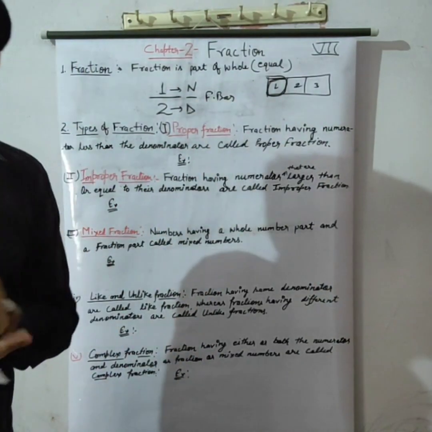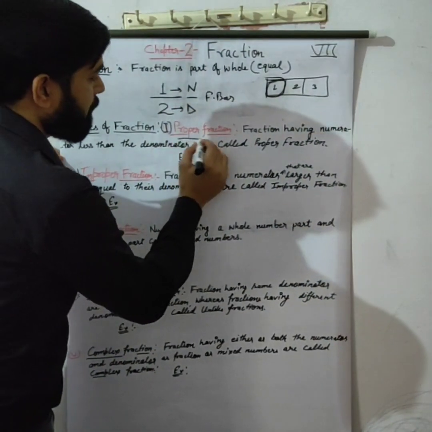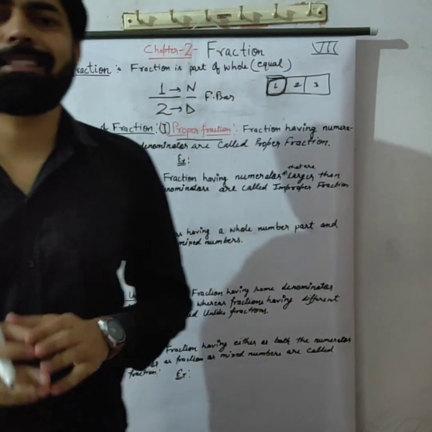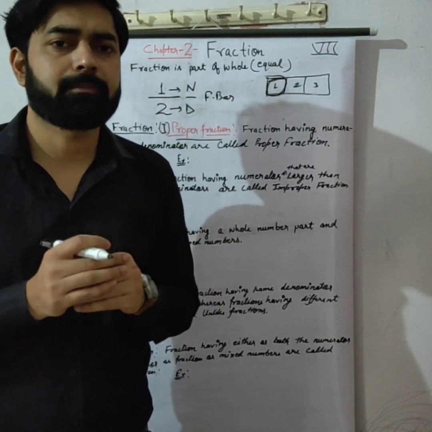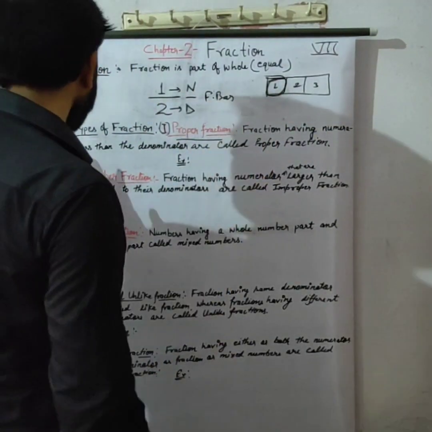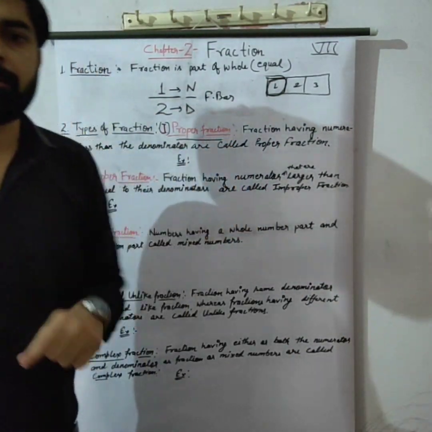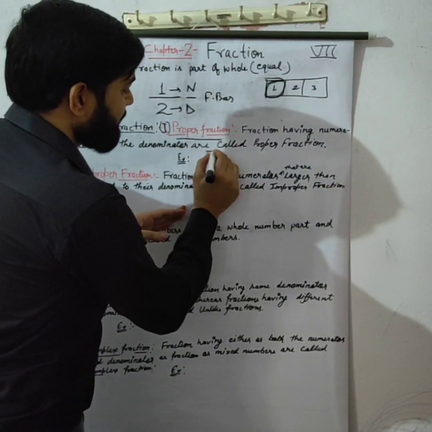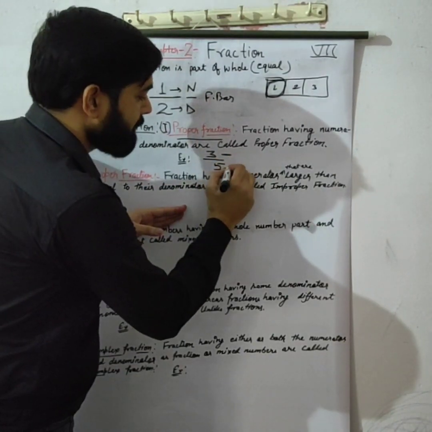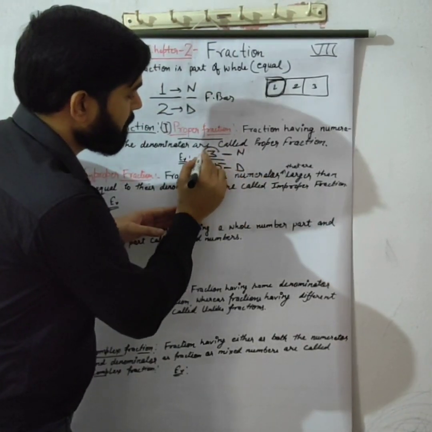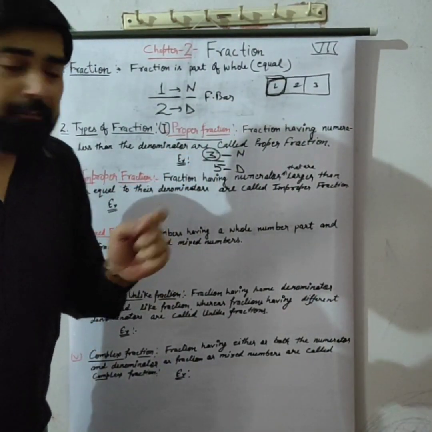Now we have some types of fractions. The first type of fraction, which is very important, is the proper fraction. A proper fraction means a fraction having a numerator less than the denominator. Like this, 3 upon 5. Look here, this is the numerator and this is the denominator. 3 is less than 5, so this is a proper fraction.